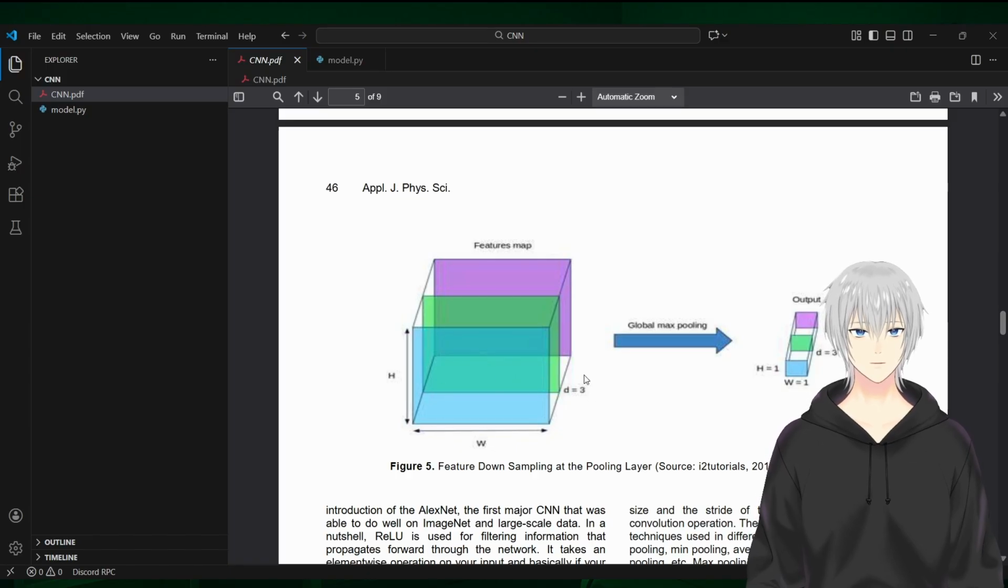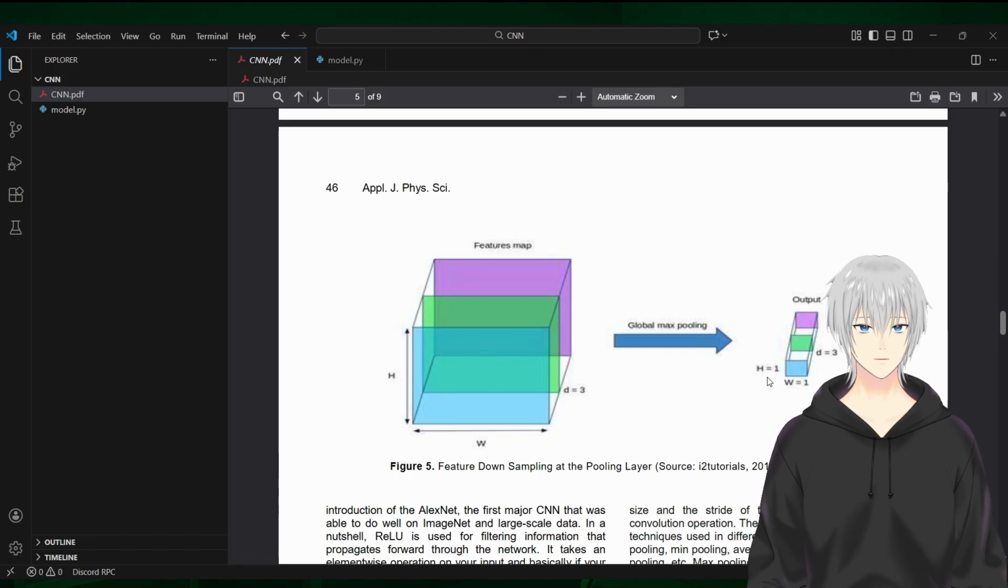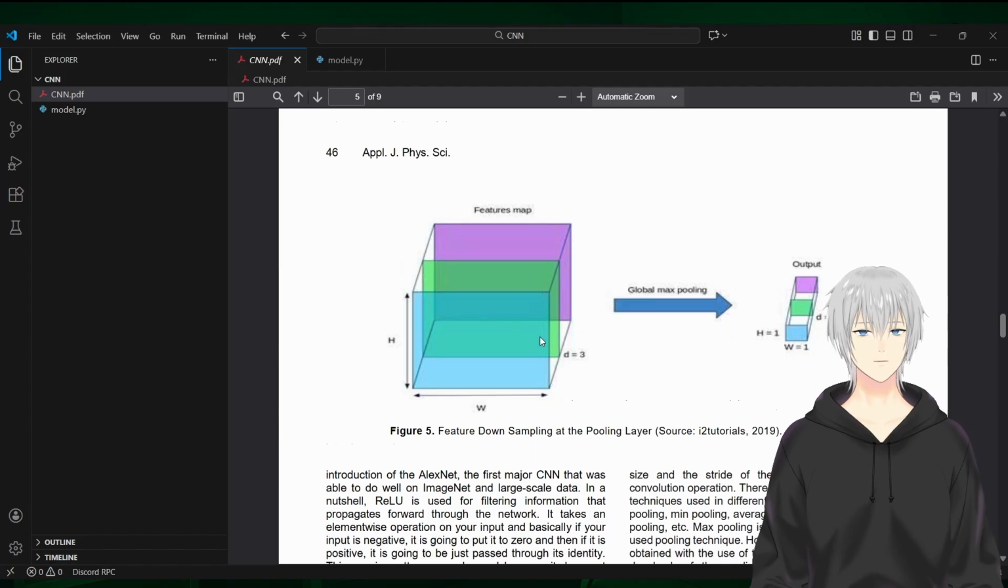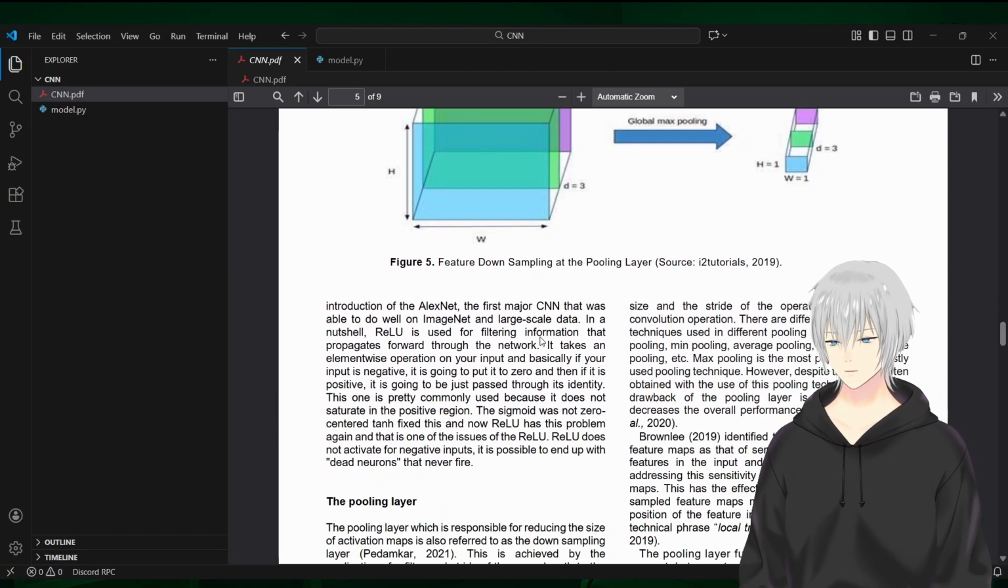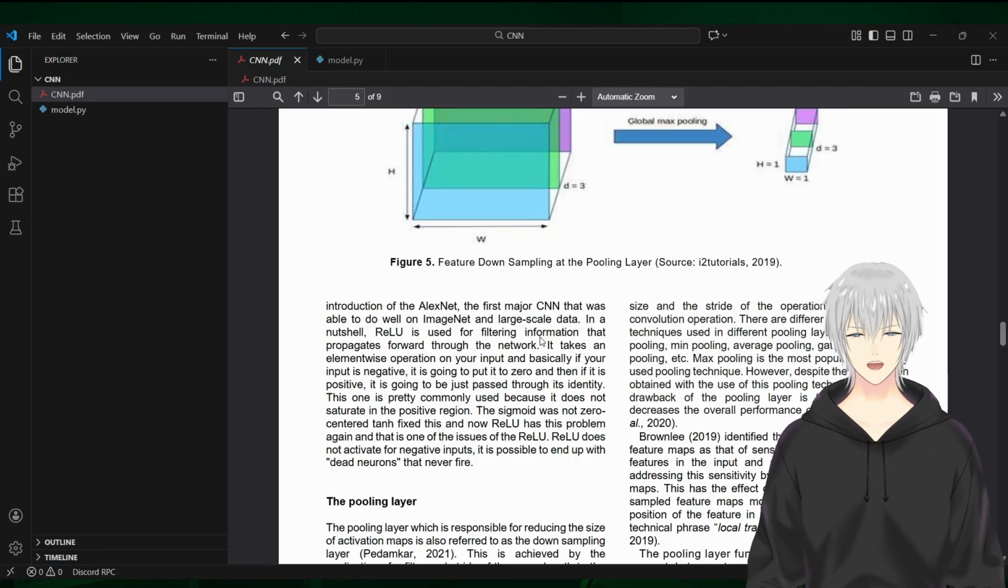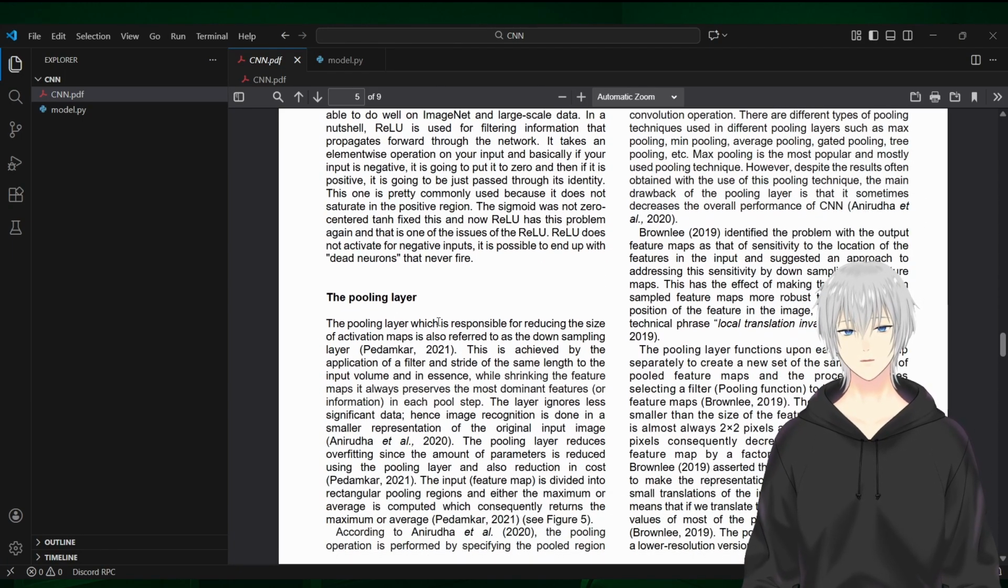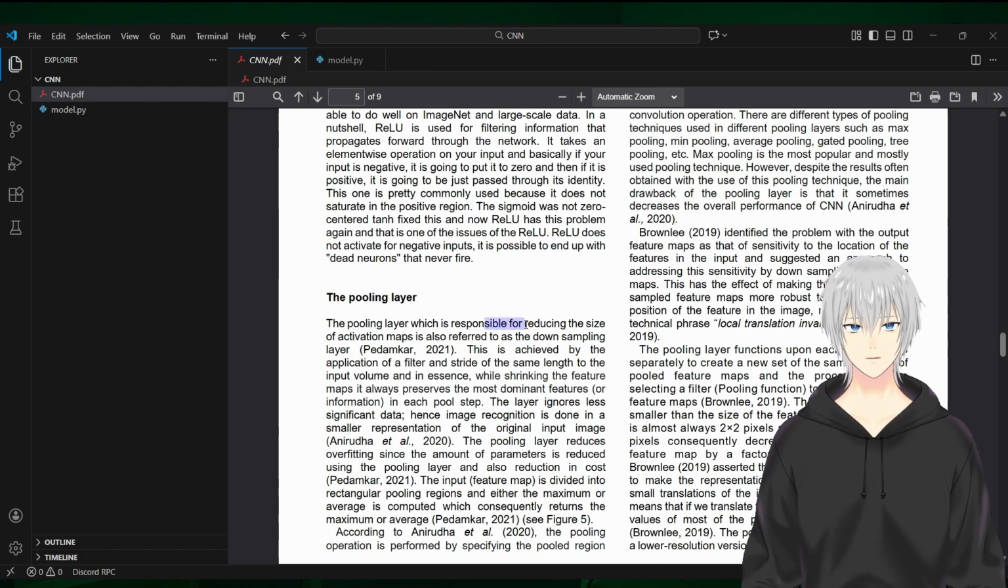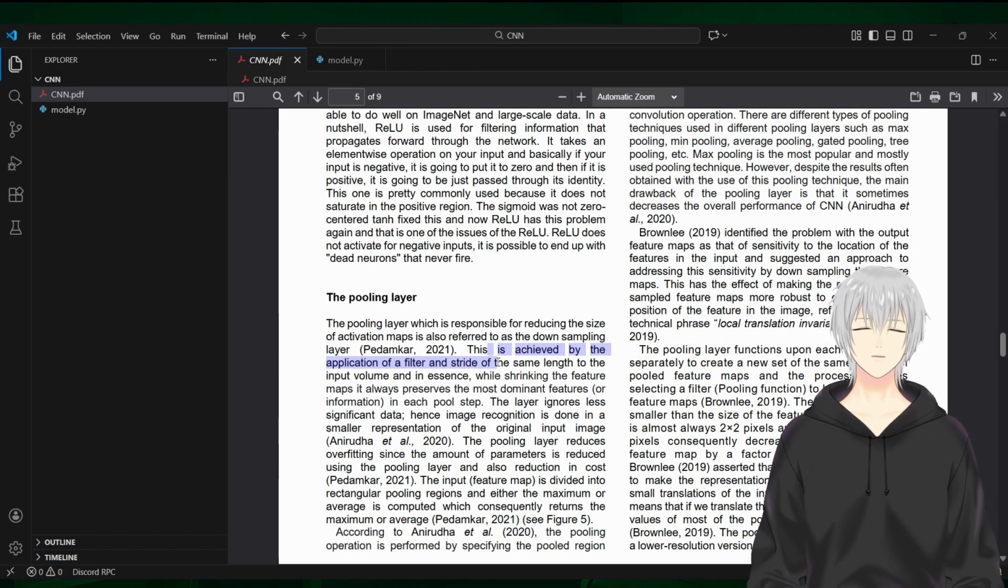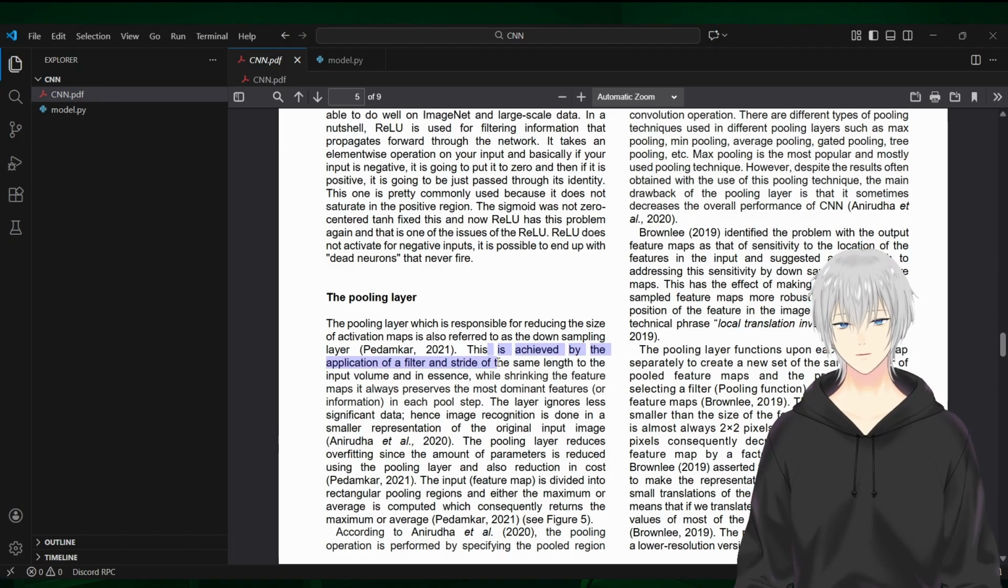Height, width, and dimension is equal to 3 after we pool it. Okay. Yeah, okay, then we have the pooling layer. The pooling layer, which is responsible for reducing the size of activation maps, is also referred to as the downsampling layer. By applying a filter of size, similar dominant feature or information.